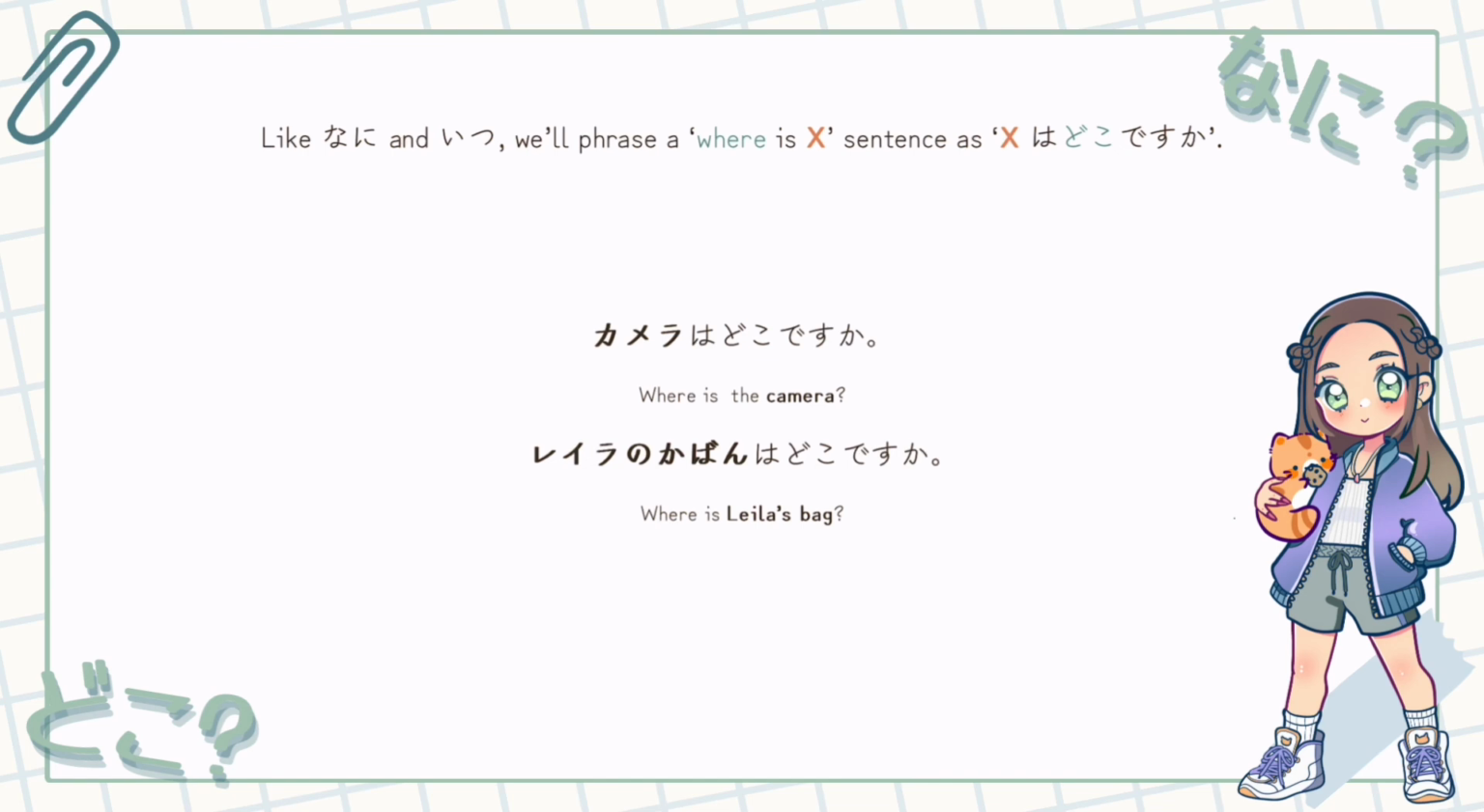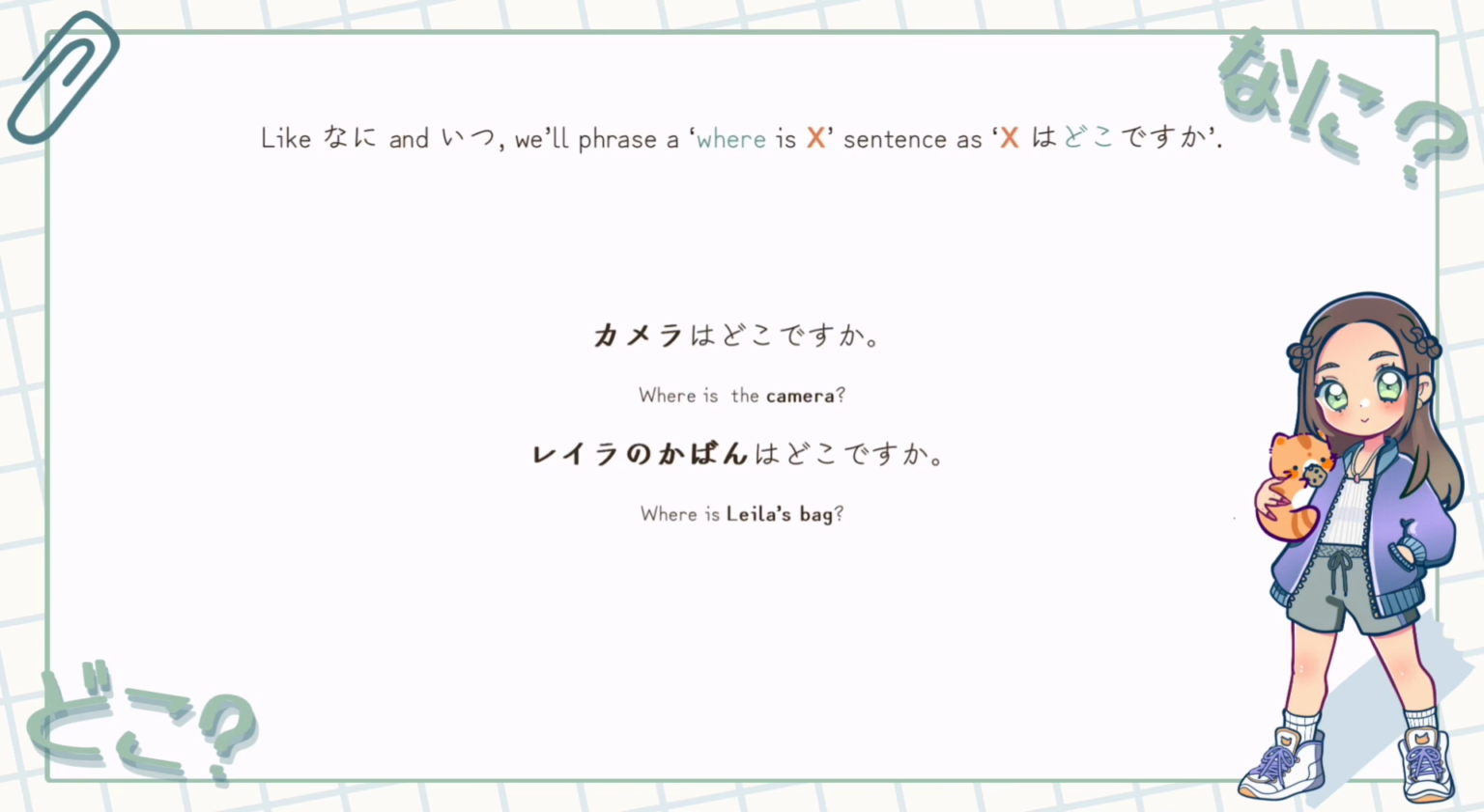So, inu wa doko desu ka? I'm going to say some sentences and I want you to translate them. You'll have about 3 seconds and then I will tell you the translation. Inu wa doko desu ka? Where is the dog?